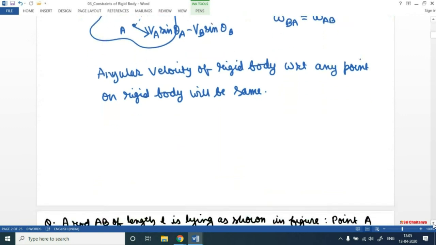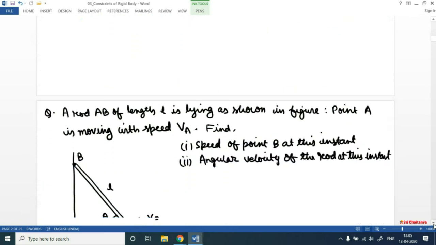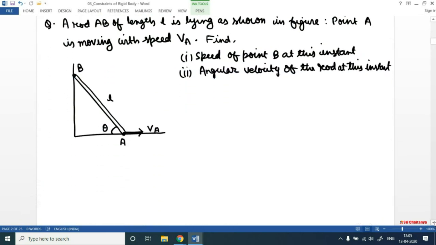Next, let's try to solve a few problems here. This is a very simple problem I have chosen for you. Here in this diagram you can see that there is a wall and there is a floor.